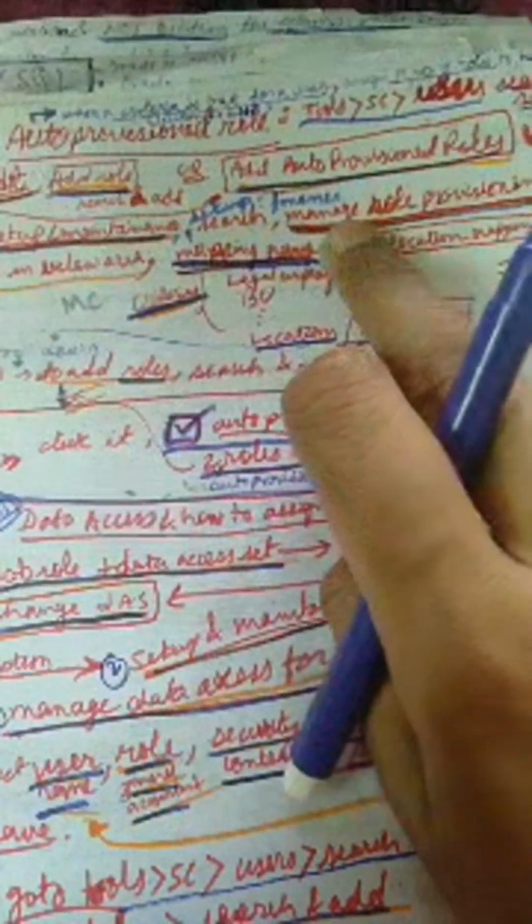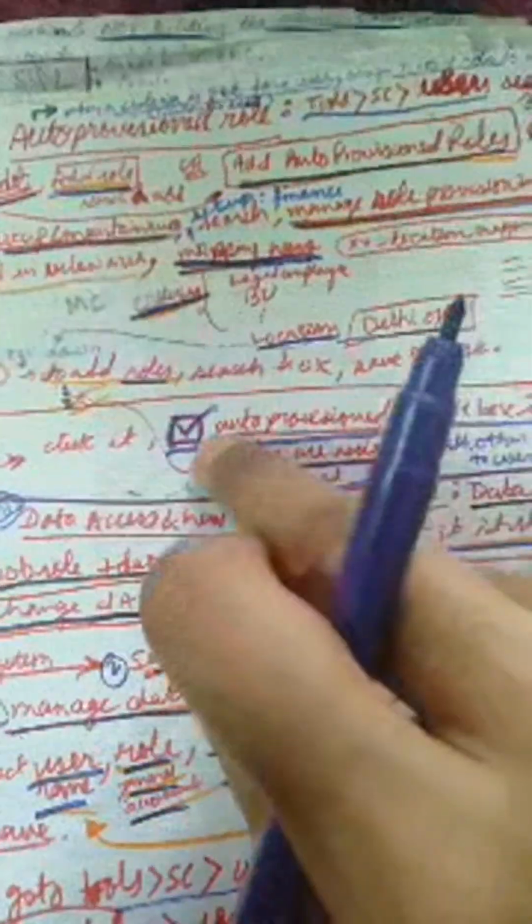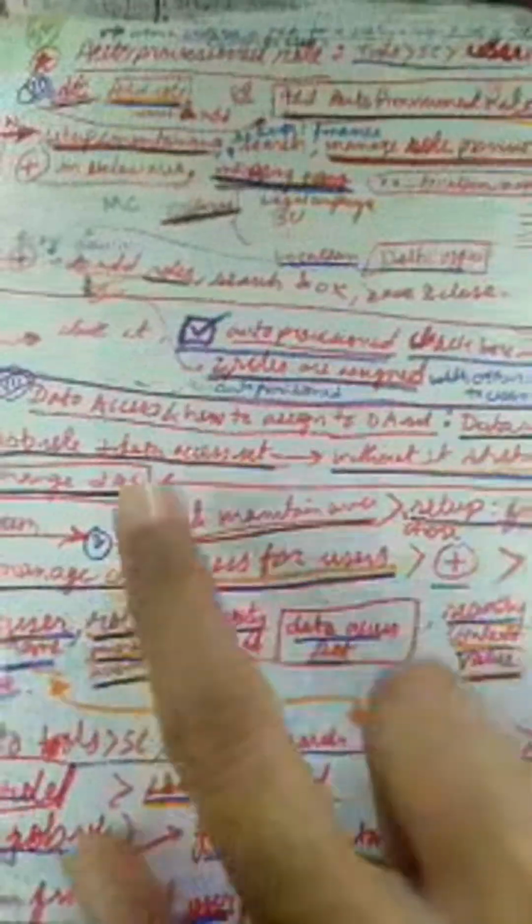And we'll click on add auto provision roles. Select this checkbox and automatically this is done. The next one is data access and how to assign the data access set.